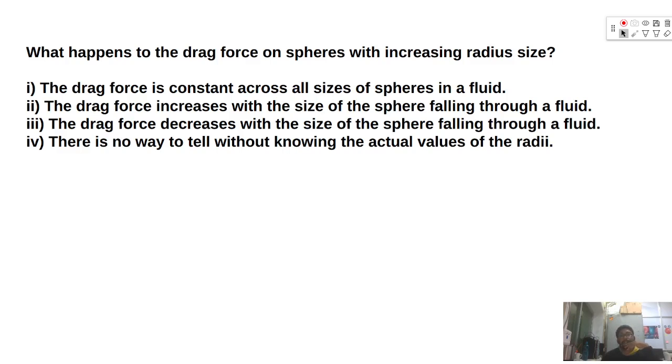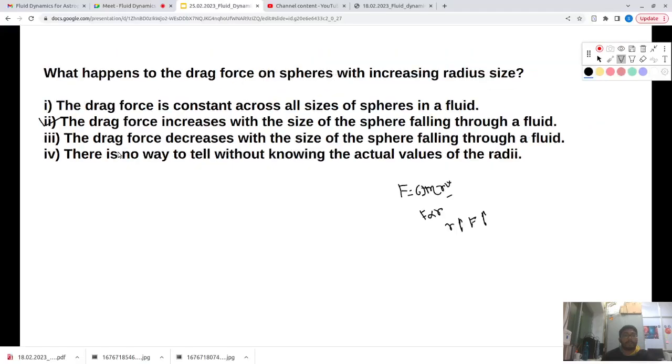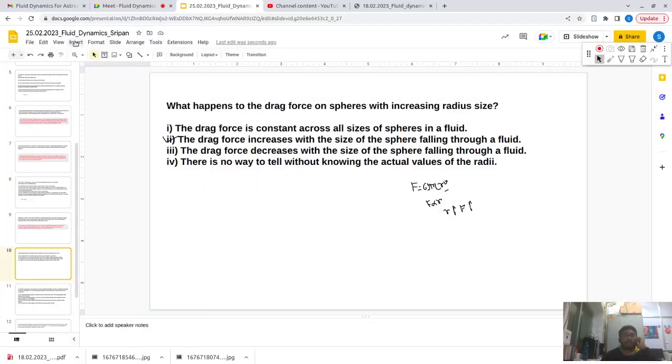I think the drag force will increase because the drag force is proportional to the area. So when we write F equals 6 pi eta r v, something like this, you have a radius, right? Yes. So if F is proportional to r, that means if r is increasing, this force is also increasing, right? Yes. So this will be the correct answer. Okay.